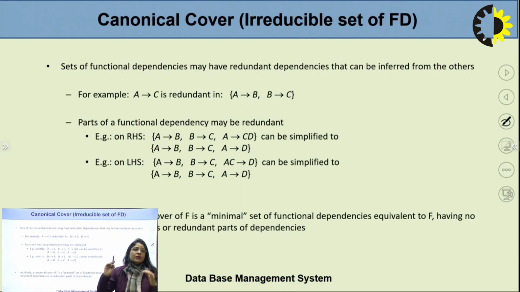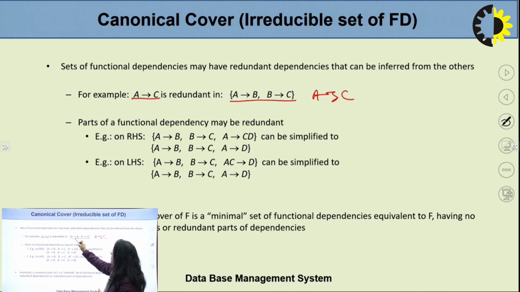The next very important concept is the canonical cover. What is this canonical cover? It is the irreducible set of functional dependencies. In a given set of functional dependencies, there are many that can simply be ignored because they can be deduced from other functional dependencies. We can infer them from the others, right? For example, X determines C is redundant if we write X determines A and A determines C, because from these two functional dependencies we can deduce it.